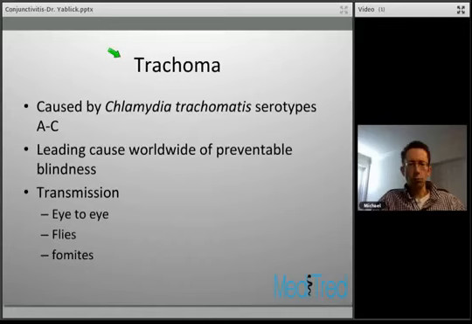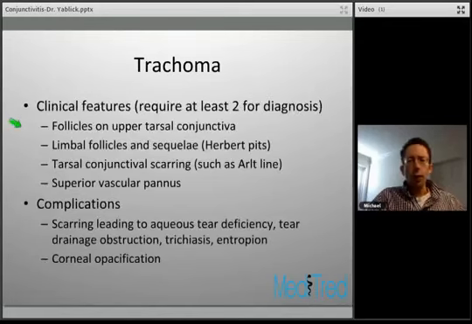And so to diagnose trachoma, you basically need two of the following clinical features. You can either have follicles on the upper tarsal conjunctiva. You can have limbal follicles and their sequelae, which are called Herbert pits, which I'll show you. You can have tarsal conjunctival scarring, and that's called an Arlt line when it's linear. And you can have a superior vascular pannus.